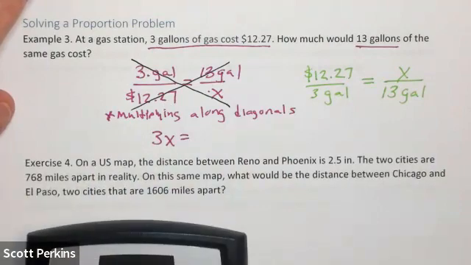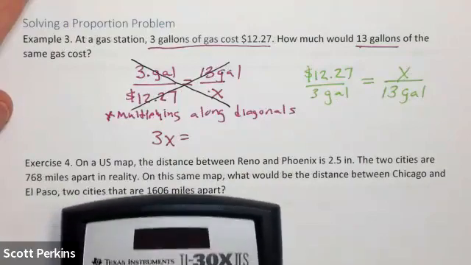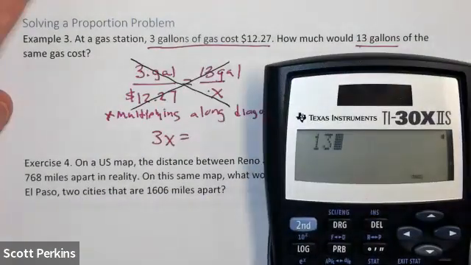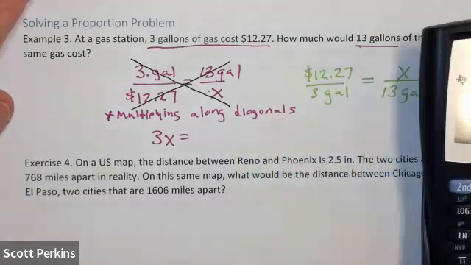This works because we're solving an equation. We're not multiplying the fractions together. We're solving an equation. So here's my calculator. I've got the 13 times the 12.27. And that turns out to be 159.51.